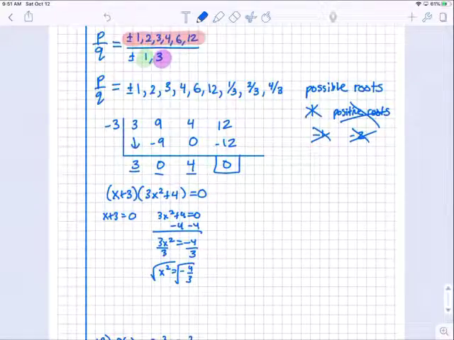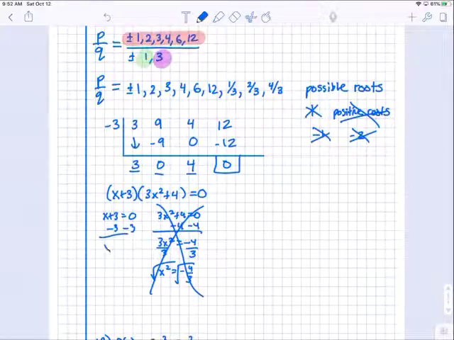Now, these homework assignments are asking for real rational roots. When you square root that -4 thirds, that's not a real number. That is an imaginary number. So that means we can't use that because that's going to give us an imaginary. The homework question asks you for real roots, and imaginary numbers are not real roots. So our only answer is x is equal to -3.